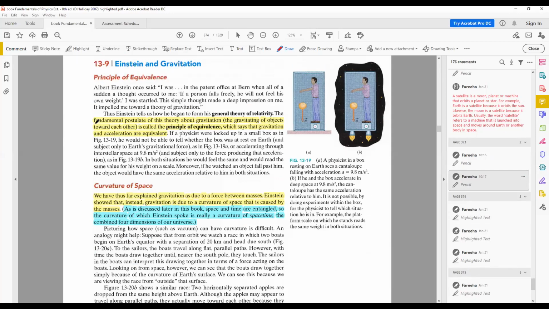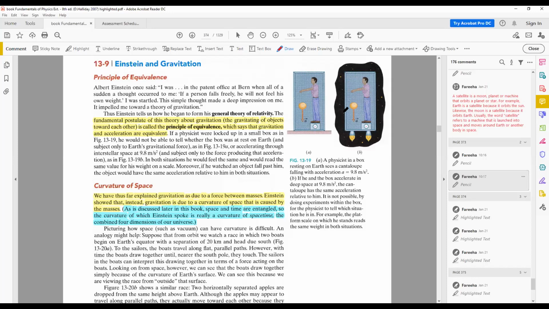According to Einstein, the fundamental postulate of his theory about gravitation, which is the gravitating of bodies towards each other, is called the principle of equivalence, according to which gravitation and acceleration are equivalent. There's an example here. If you have a boy in a box, and the box is moving with a certain acceleration, this boy will not be able to identify any difference whether this box is placed on the earth or in space, as long as it's moving with the same acceleration, let's suppose 9.8, as we discussed. When a body is on the surface of the earth, it's moving with an acceleration of 9.8.